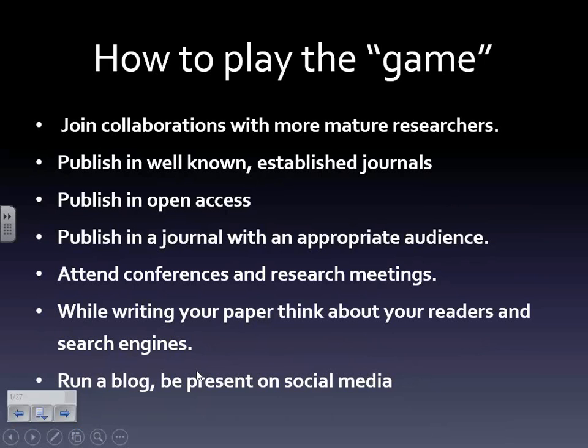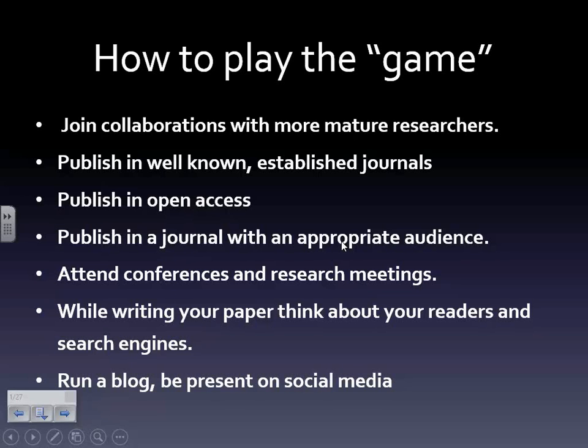What you can do to play the game, it's good to join collaborations with big names and mature researchers, as people generally do not work with you unless they value your research and your input either. So by working with these big names, it helps. You publish in well-known established journals, publish in open access, publish in a journal with an appropriate audience, because clearly if you publish where people read your work and they're interested in similar stuff, they'll also cite it. If you publish in a completely obscure journal, they'll never read it and they won't even know about it.